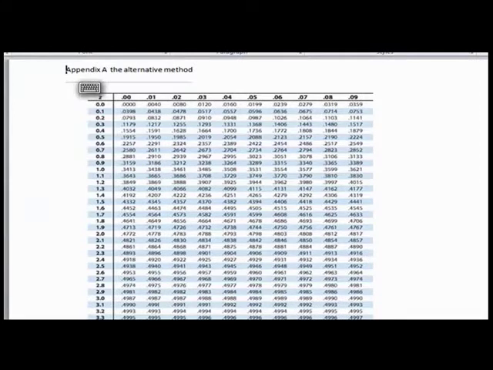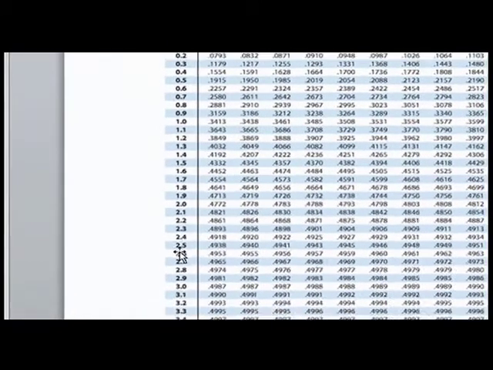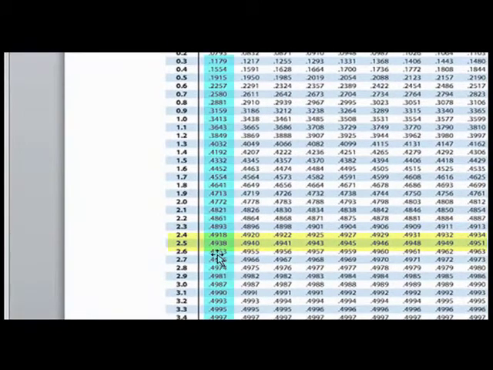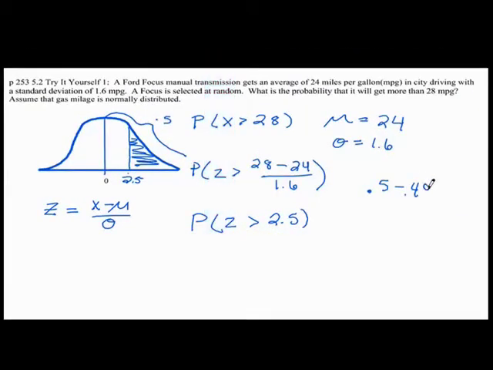So when we go to our alternative in Appendix A, and I'm going to post this on Moodle also, you'll have this there. You look up 2.5, you go down to 2.5, and the hundredths place is 0. So that's just 0.4938. So we're just going to subtract 0.4938, and so the probability is going to be 0.0062, which is less than 1%.